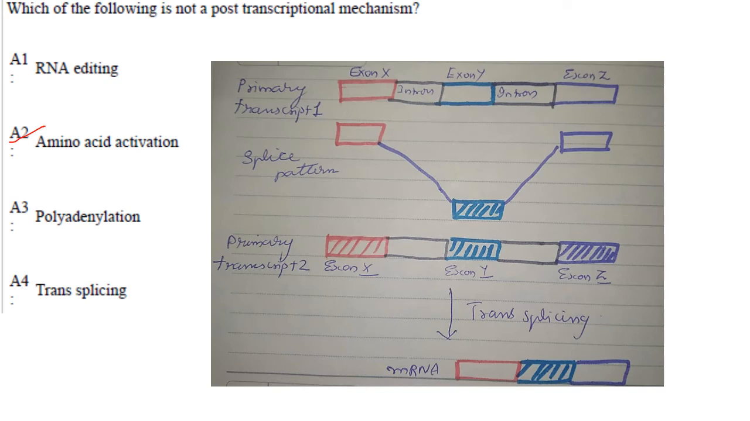Next one. Which of the following is not a post-transcriptional mechanism? First option is RNA editing. RNA editing describes those molecular processes in which the information content is altered in an RNA molecule. It can be through either addition or deletion. This has been found to occur in trypanosomes, one of which causes African sleeping sickness. The next one is amino acid activation. That is not a post-transcriptional mechanism. Then polyadenylation is also a post-transcriptional mechanism. And then you have trans-splicing.